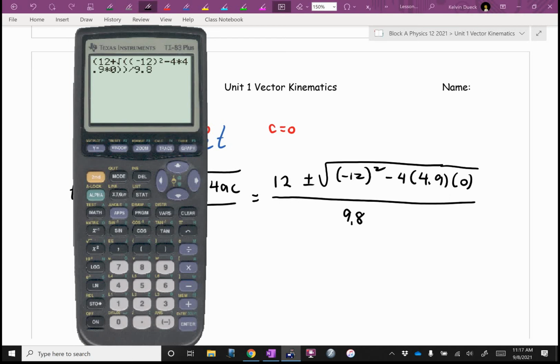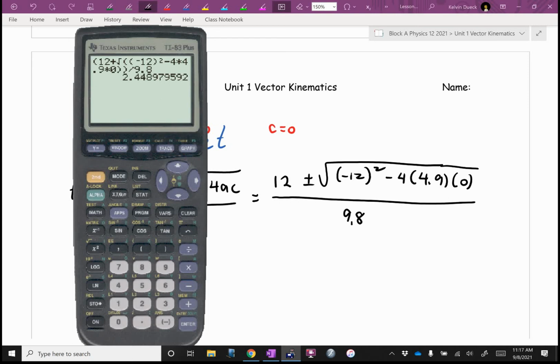But if you've typed this incorrectly, you should get 2.4489799592. If you didn't get 2.4489799592, either I've made a typo, which I might have, but more likely you've made a typo. Let me double check. Open a bracket, close off the square root, close off the top. I think I'm right. How many of you got that? Okay.